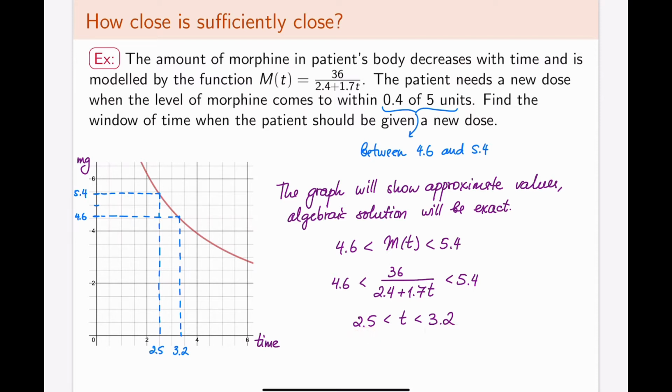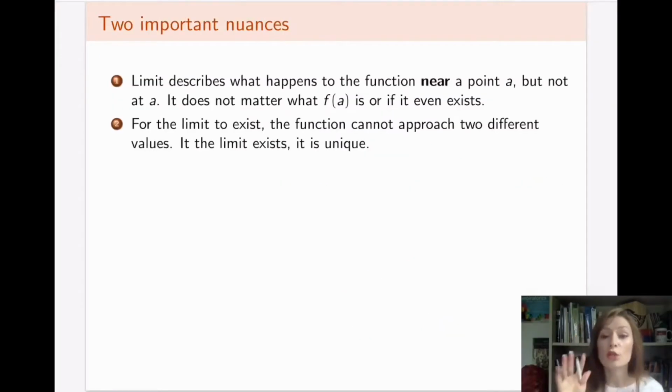after the initial dose. There are two important nuances about limits that we will have to think about throughout this entire chapter. First of all, a limit describes what happens near a point, not at a point. So as x approaches 2, I'm interested in what happens around 2, not at 2.